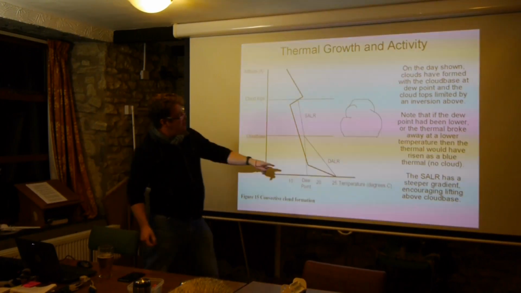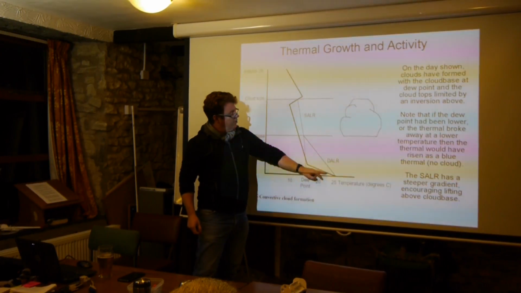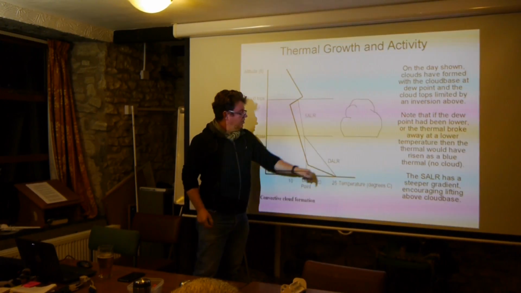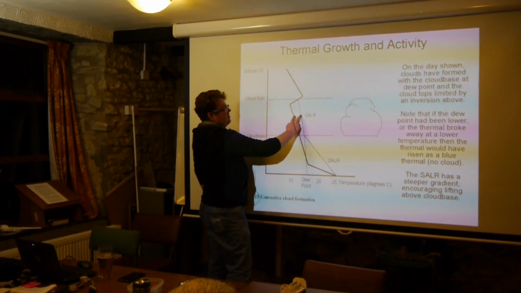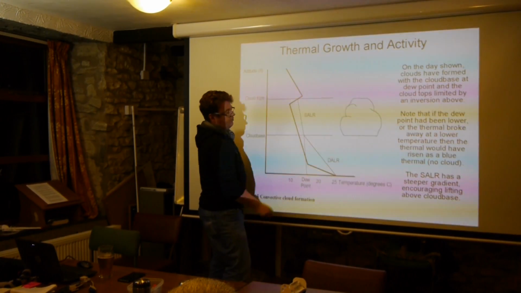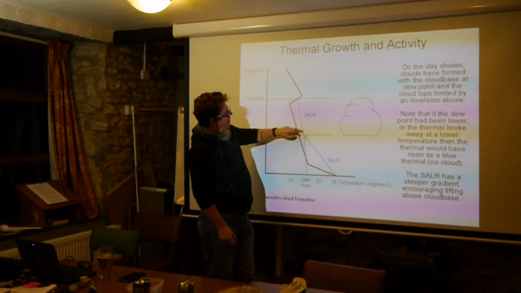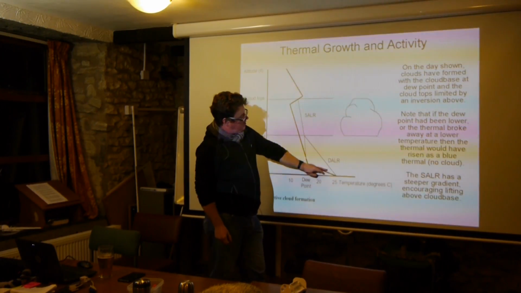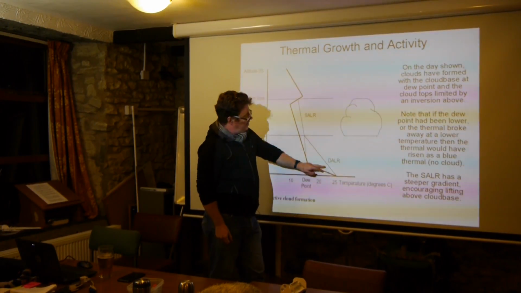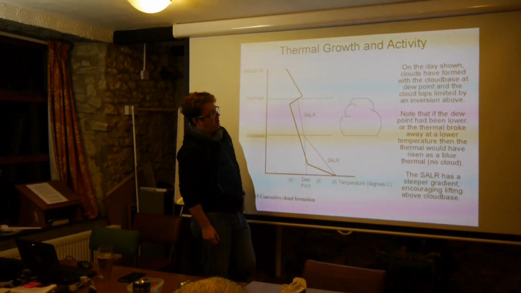So as I said, the energy available to develop convection is increasing here, then gradually decreasing, and then increasing a little bit again here before it shuts off. This steeper gradient here encourages lifting above cloud base, whereas this shallower gradient here is causing the thermal to slacken off before it gets to cloud base.